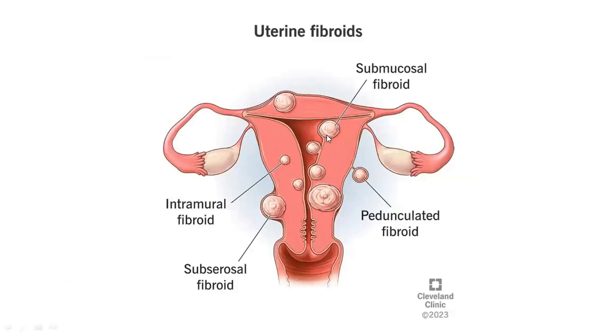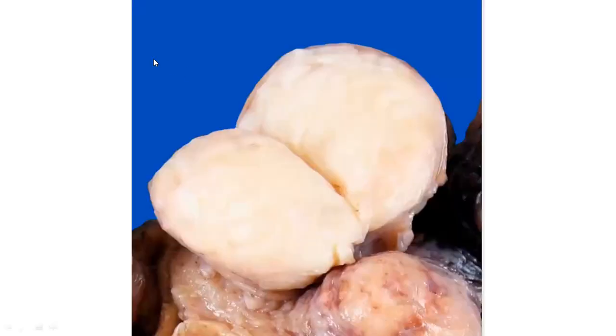The one which is located just beneath the endometrium is known as the submucosal fibroid. The fibroid located inside the muscle is known as the intramural fibroid, and the fibroid just beneath the serosa is called the subserosal fibroid. The fibroids which have a peduncle can undergo torsion and then cause acute abdominal symptoms. This is the gross picture of the leiomyoma or fibroid, which is well circumscribed, white, bulging, and firm, but not encapsulated.